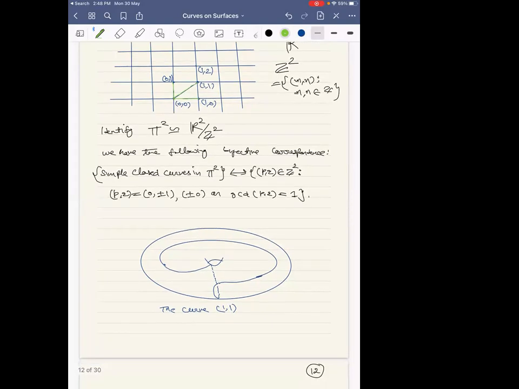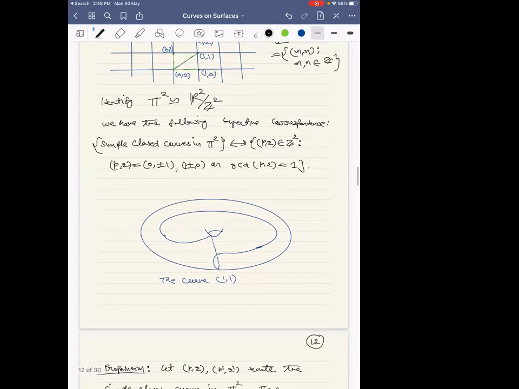So this is the precise correspondence. You either look at (p, q) equal to (0, ±1), (±1, 0), or the GCD of p and q should be 1, right? Because whenever the GCD is not 1, you will get a multiple curve. You are going around that curve twice, or let's say thrice, and that is not allowed. Then it is not simple.